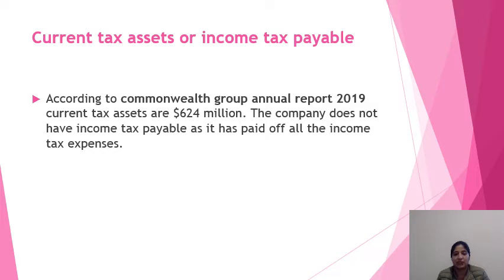Current tax assets or income tax payable. According to the Commonwealth Group Annual Report 2019, current tax assets are $624 million. The company does not have income tax payable as it has paid all the income tax expenses.